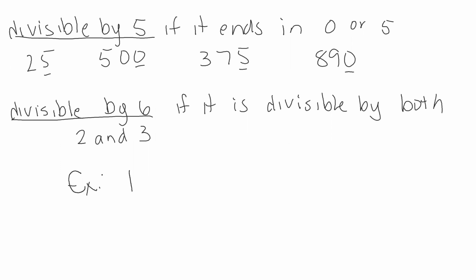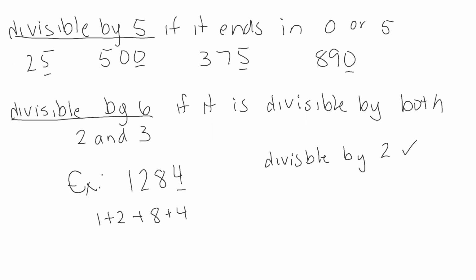So let's look at 1,284. Well, it ends in an even number. Okay, so this means this number is even. So we know it's divisible by 2. So we're good there. But now we have to check to see if it's divisible by 3. And remember, the way you check divisibility by 3 is you add up all of the digits. If the sum of the digits is divisible by 3, then the number would be divisible by 3.